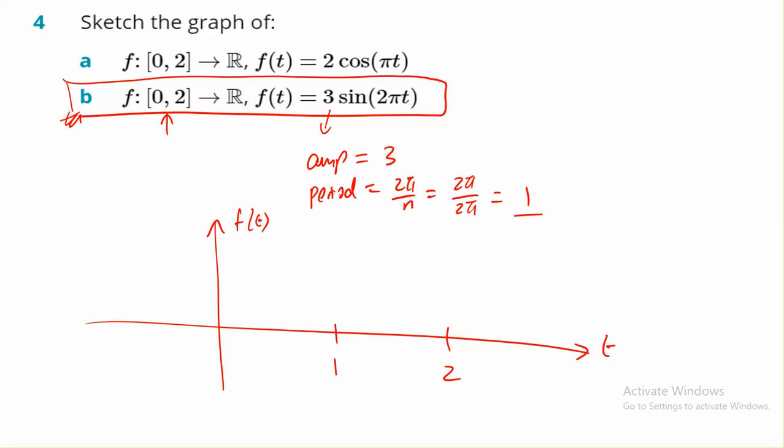And obviously I can draw 2 graphs there. Now, each cycle, I'm going to divide into quarters. Okay, so this will be a half. A half of a half is a quarter. Okay, this will be 3/4.